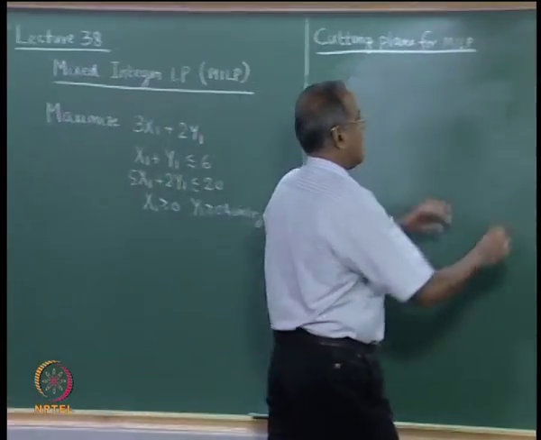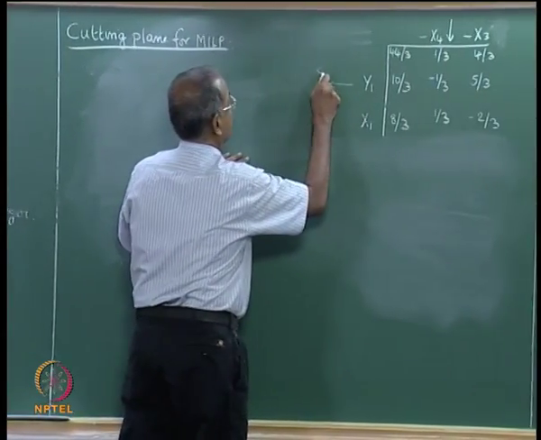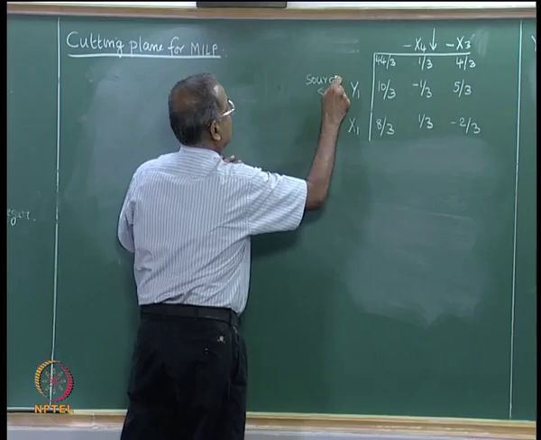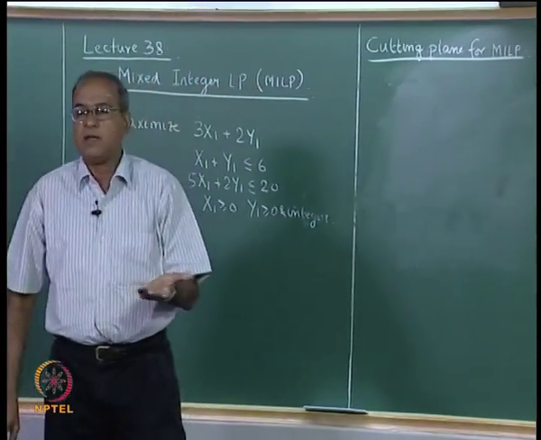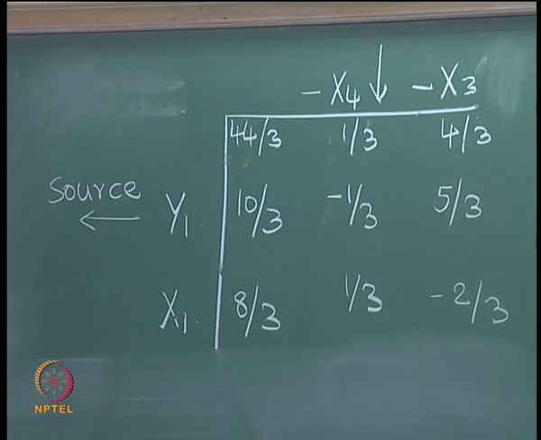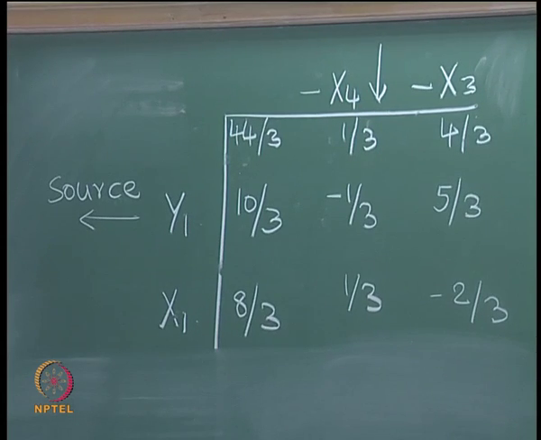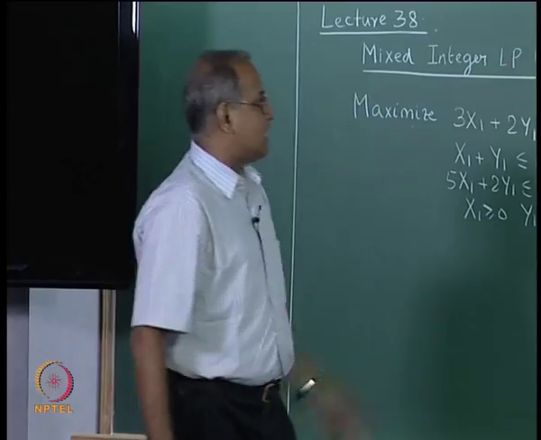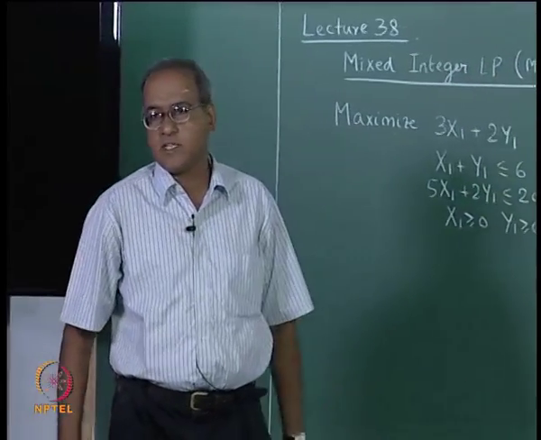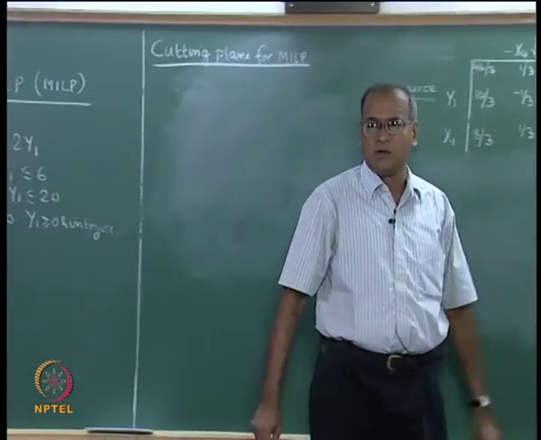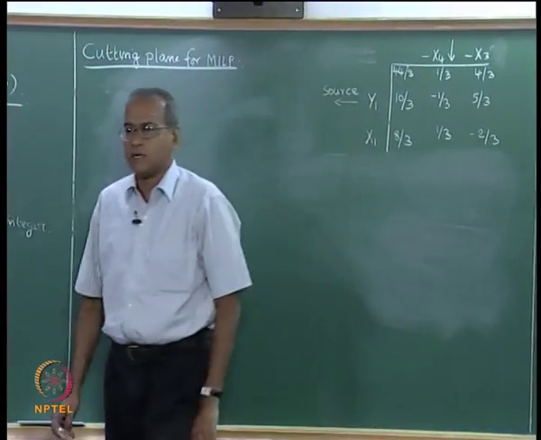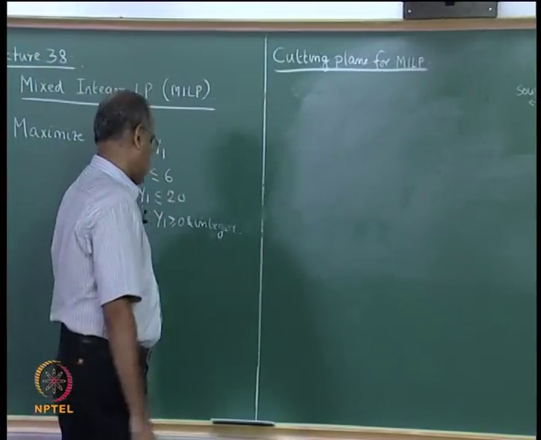So, this row will act as the source row for the cut, because that is the variable which should take an integer value but is currently not taking an integer value. So, let us first write a general expression for the cut, and then we will generate the cut using this row as a source row, and then perform iterations to get to the optimum of the MILP.